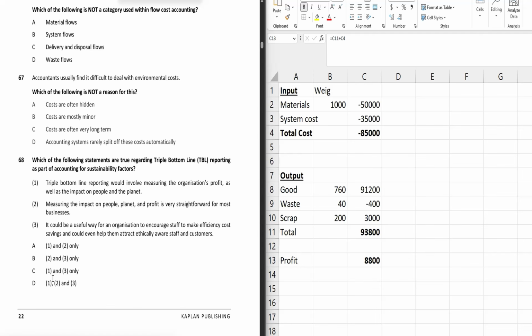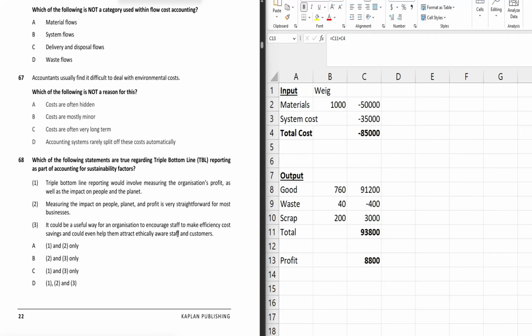Now last, it could be a useful way for the organization to encourage staff to make efficiency and cost savings and could help them to attract ethically aware staff. So, sorry. It could be a useful way for the organization to encourage staff to make efficiency cost savings and could even help them attract ethically aware staff and customers.